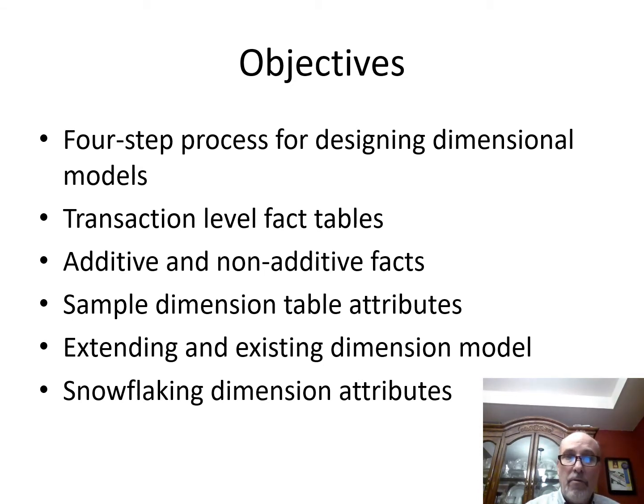Today, we're going to talk about the four-step process for designing the dimensional models. One of the things you first have to do is get what level of grain or what level of transaction level you need to have for your fact tables. You need to talk about whether those are additive or non-additive facts. We'll talk about sample dimension tables, and we'll extend that dimension table even further. We'll also talk about snowflaking and how it's different than star schemas and why and when you might want to use snowflaking versus just pure star schemas.